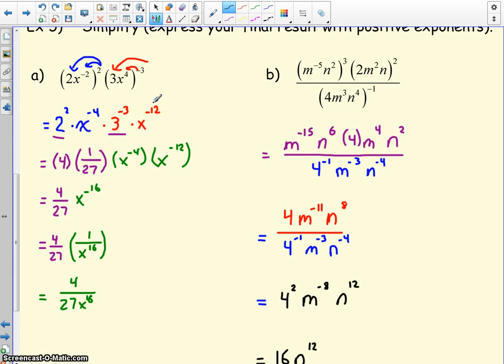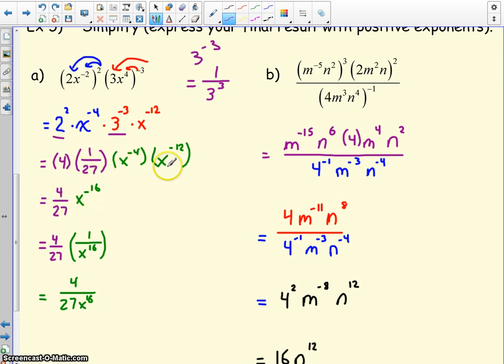Okay, so what I then did is I grouped my coefficients together and grouped my x's together. So I had 2 squared here, which was 4. Then I had 3 to the negative 3, which we did in that example earlier. But remember, 3 to the negative 3 would be 1 over 3 to the positive exponent 3, which gives me the 1 over 27 that goes right here. So I grouped those together, and then I put my x's together. It's x to the negative 4 and x to the negative 12. Then I multiplied my numbers, my 4 and my 1 over 27, to get 4 over 27.